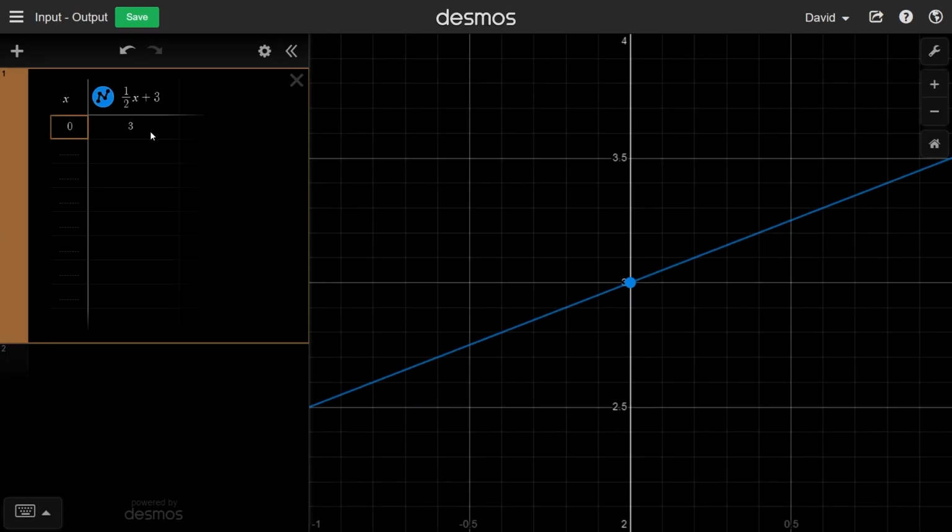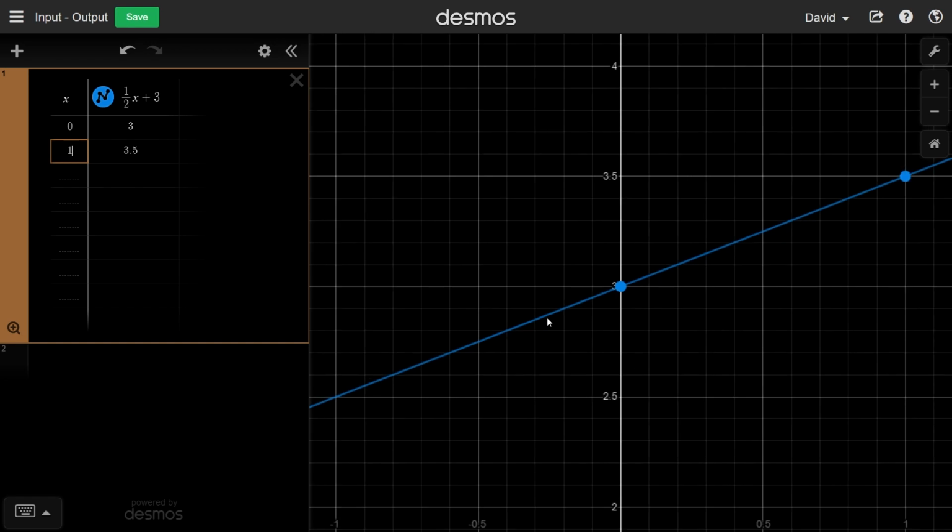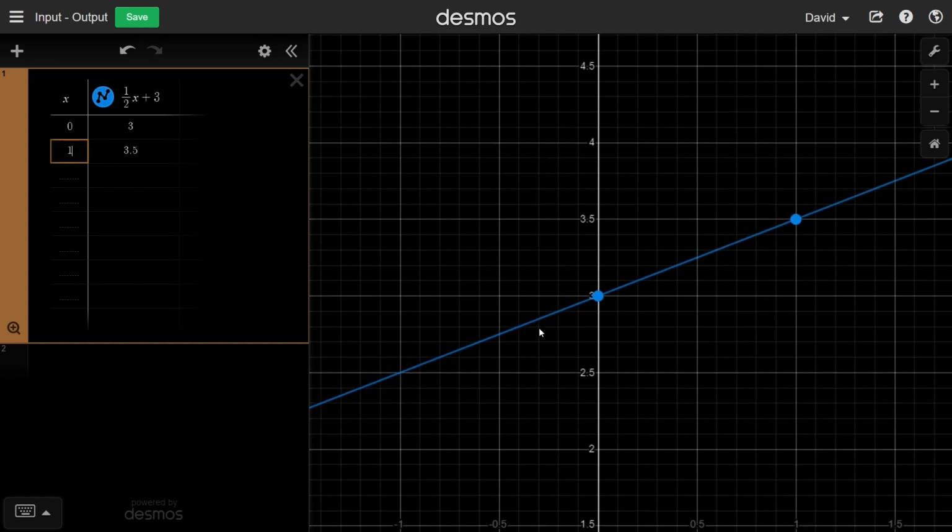I'm going to do the same thing. I can zoom in a little bit for you. I'm going to do the same thing for some more values. And your values don't have to be positive, nor do they have to necessarily go in order when we're doing our table of values. So let's say we want our next value to be 1. If I plug a 1 there, you see that I get a 3.5 out here. Now zoom it out on my graph, you can see the points appear. Here's 0, 3, here's 1, and 3.5.